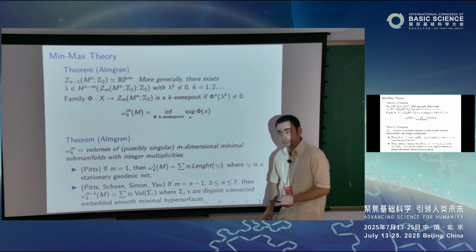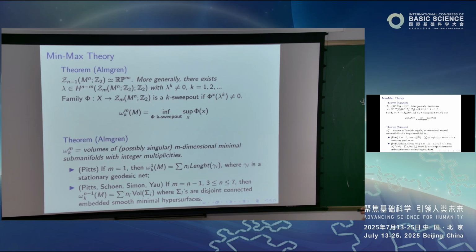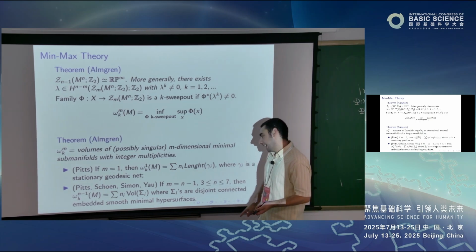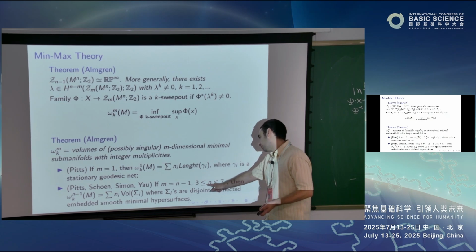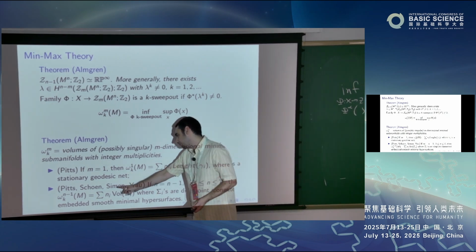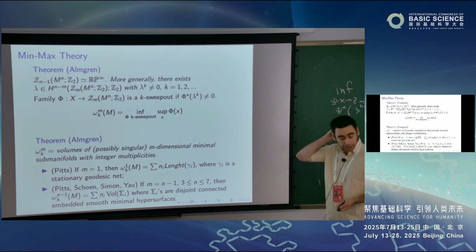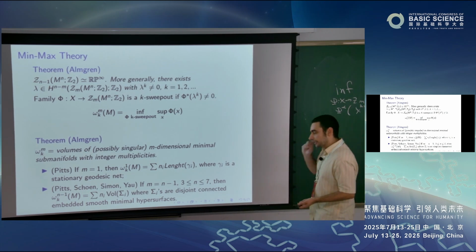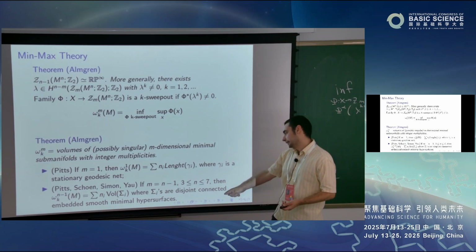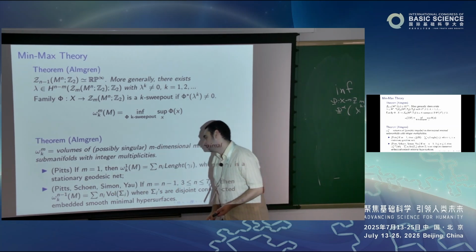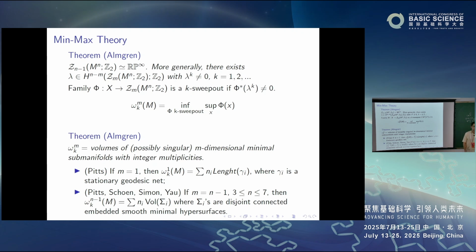And these n_i's are integers. We take them to be positive integers. And in codimension 1, when the dimension is between 3 and 7, Pitts, building on curvature estimates of Schoen-Simon and Schoen-Simon-Yau, proved that these are going to be a linear combination with integer coefficients of volumes of embedded smooth minimal hypersurfaces. In high dimensions, they may have singularities, but they will have high codimension. So these are the two setups.